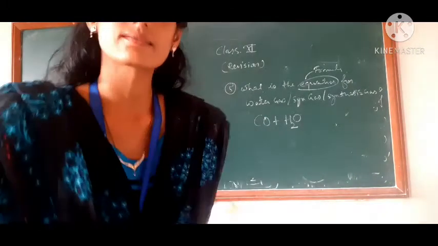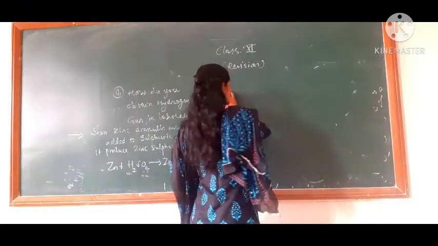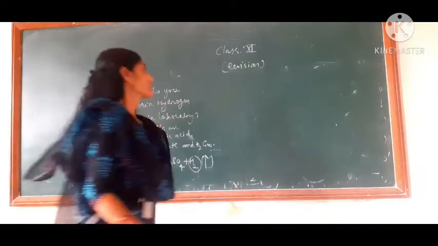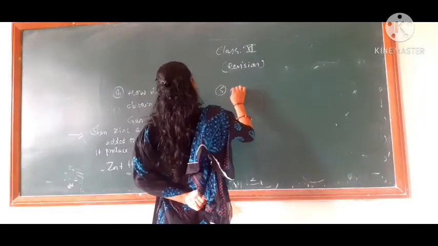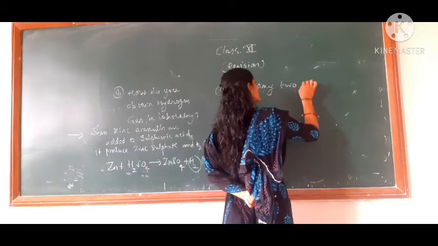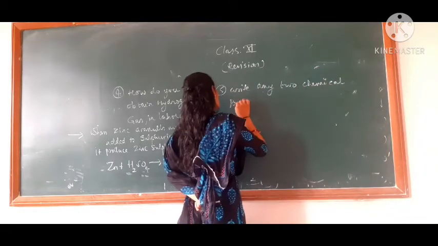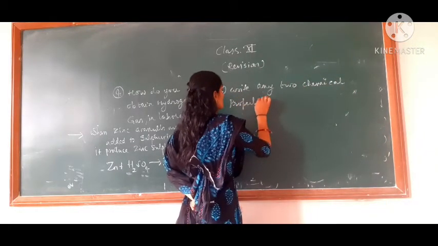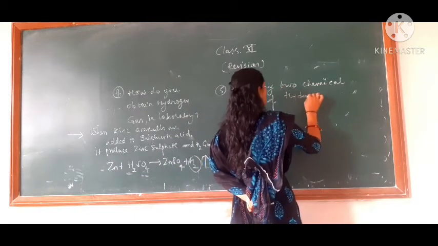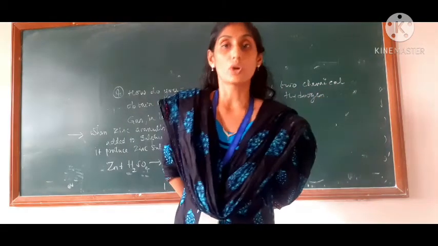Now next is: write any two chemical properties of hydrogen. Chemical property, that means what, children? That how it is going to react with the non-metals or metals.